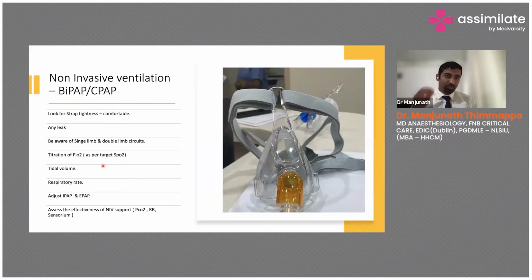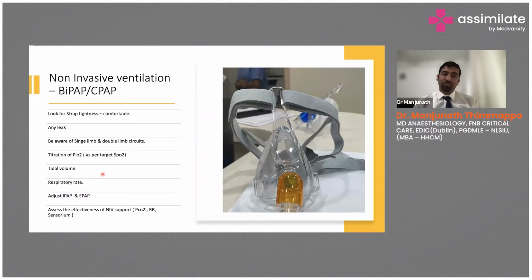So how do you monitor these patients on NIV? Look for the straps and the tightness. If you have started the patient on NIV, see whether there is any leak, because the straps may not be bound properly. Most of the time it is a single limb circuit. There can be double limb circuits as well for specific companies' NIV. So please make sure you are aware of the gadget of that company, and know whether it's a single limb or double limb circuit.